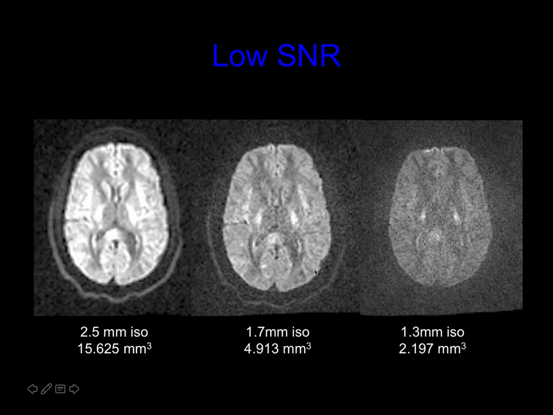When we get down to 1.7, it's pretty close. This is just from visual inspection. And when you get down to 1.3 millimeters, it's hard to tell them apart. So this is very low SNR. And just to give you an idea, the voxel volume is the cube. So at 2.5 millimeters, our voxel volume is over 15 millimeters cubed. And when you get down to 1.3, although that's not quite half in one of the dimensions, the voxel volume is all the way down to 2.197. So it's significantly reduced as you drop your resolution.